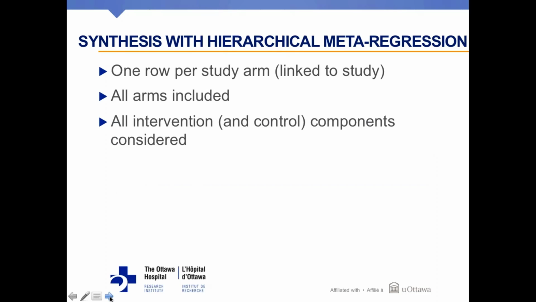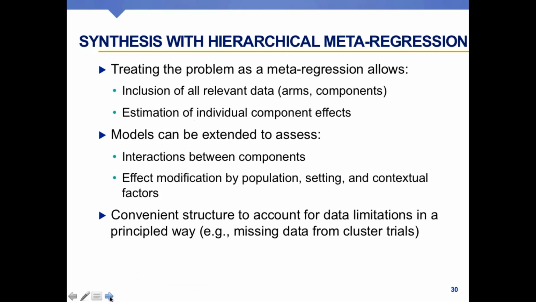So what this does is one row of estimate per study. This allows us, we're not losing information about the components of our arms. All arms get to be included and all intervention and control components get to be considered. So by treating this as a meta-regression, we get to include all relevant data, and it allows for the estimation of those individual component effects.